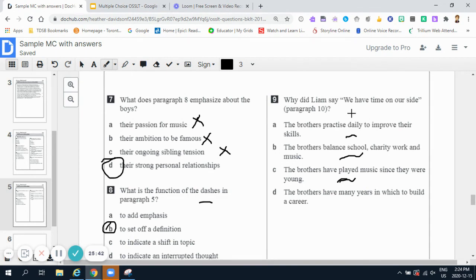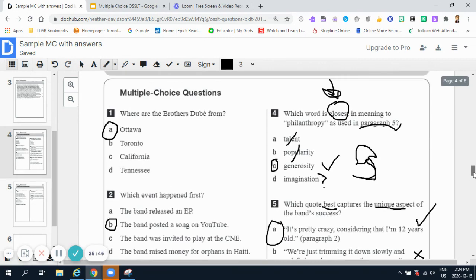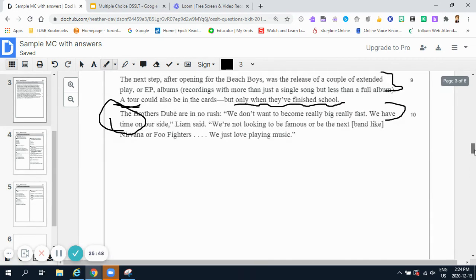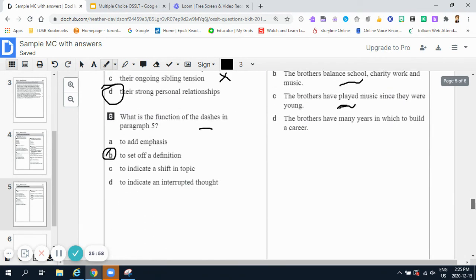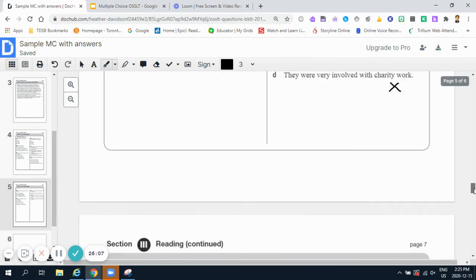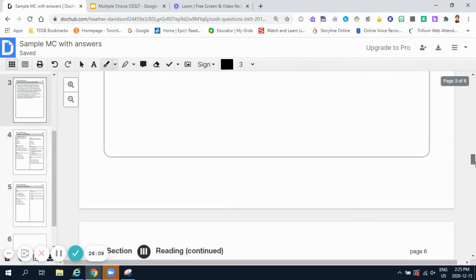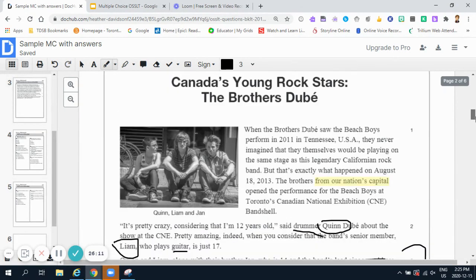When I go back and read it in the context of the paragraph, he is saying that quotation when they're talking about not becoming famous really fast. They're not in a rush. We have time on our side. So going back to the answer, they have many years in which to build a career. And that is really kind of rephrasing what he says. So that's how I got my answers for this multiple choice question.